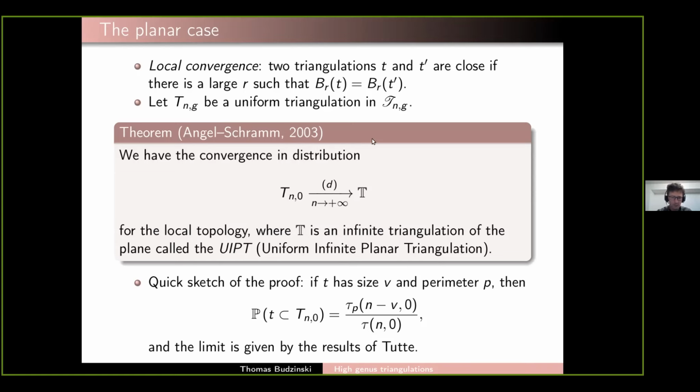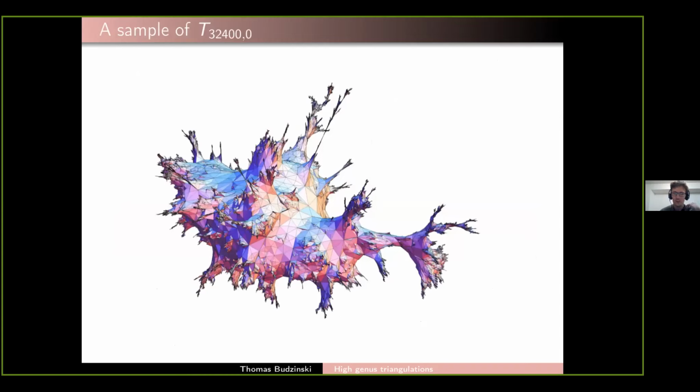Yeah, maybe I'll show you the picture first and explain where this result comes from after. So this is a uniform triangulation of the sphere with about 30,000 faces. As you can see, it does not look at all like, for example, a portion of the regular triangular lattice. It's a much rougher object with kind of fractal properties. So here, this is the whole object.